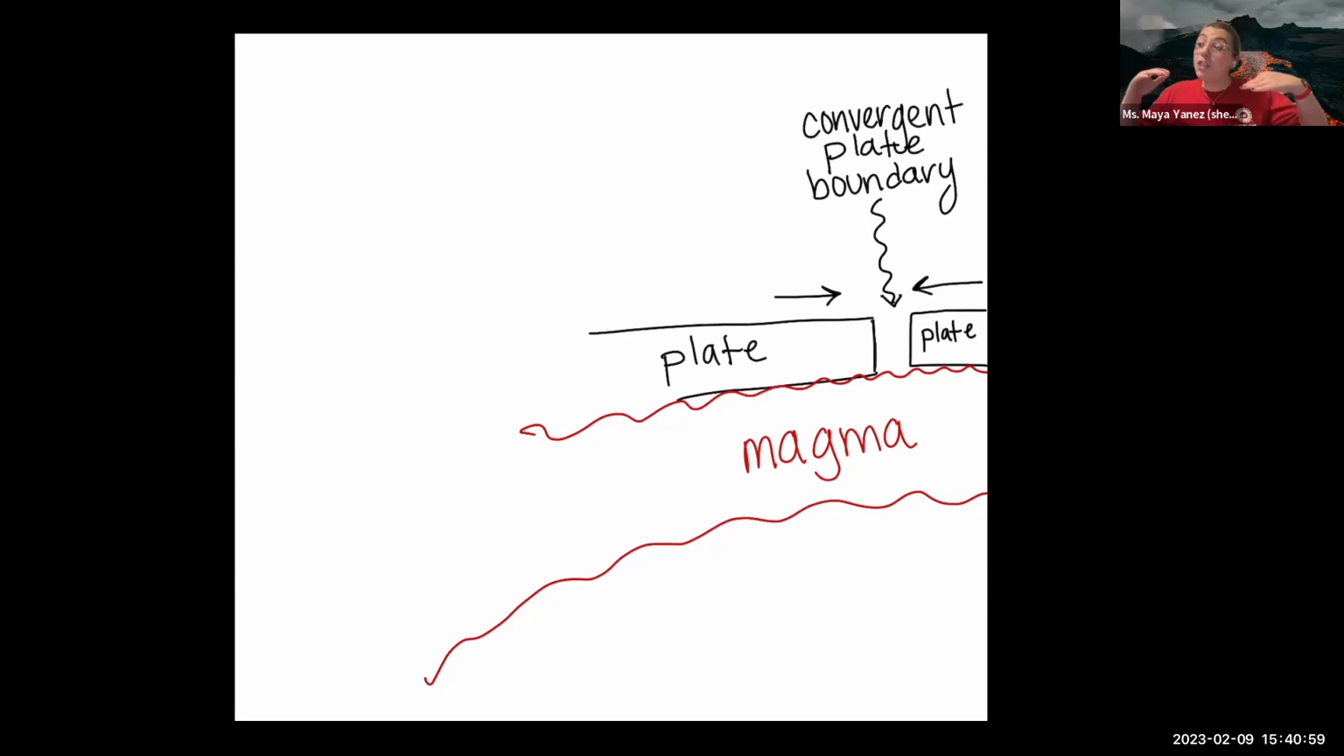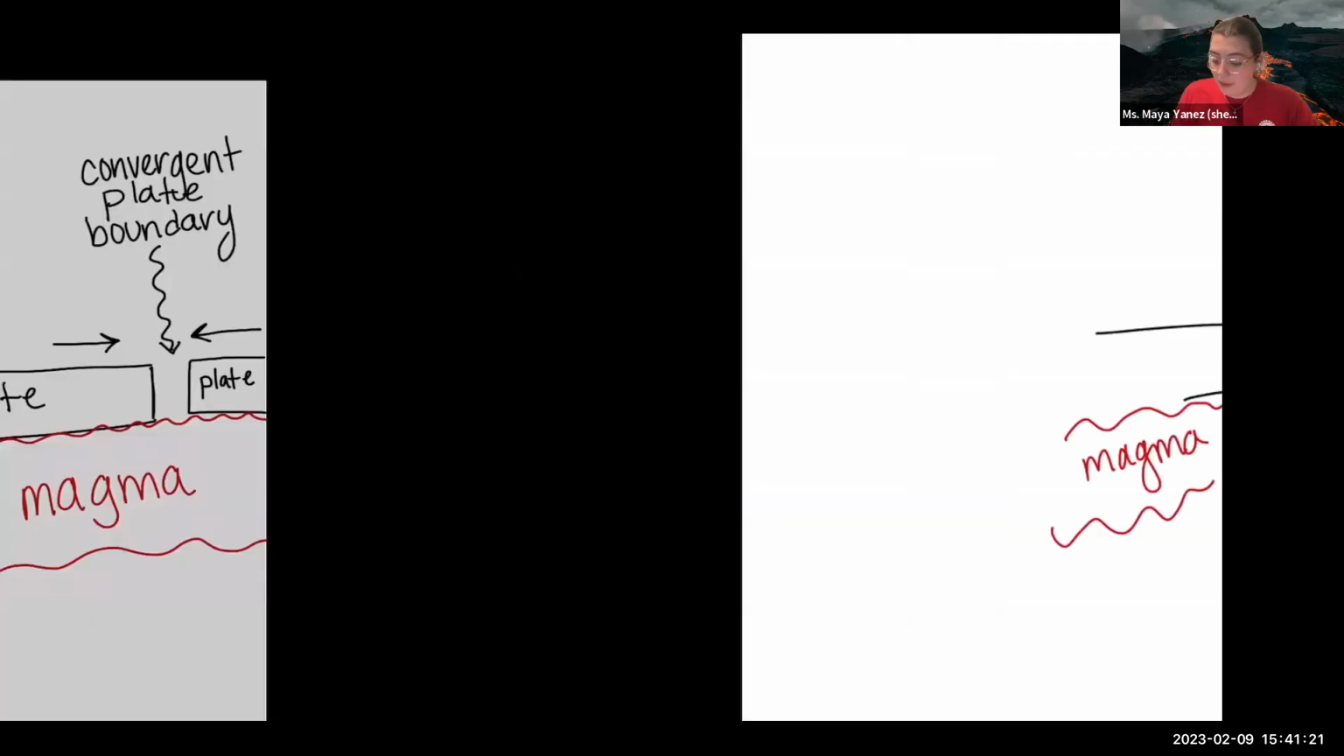So when we have a convergent plate boundary, like those arrows show, the plates are running into each other, right? And these plates float on top of our asthenosphere. Here has all this magma. So when the plates are facing each other like this, running at each other, we have a convergent plate boundary and they're sitting on top of magma.